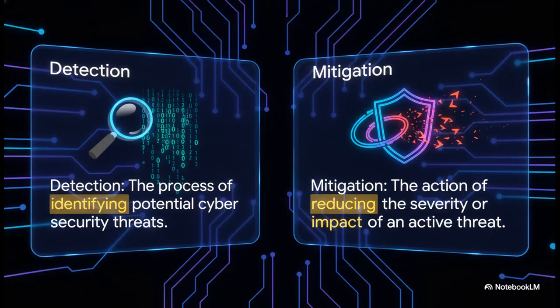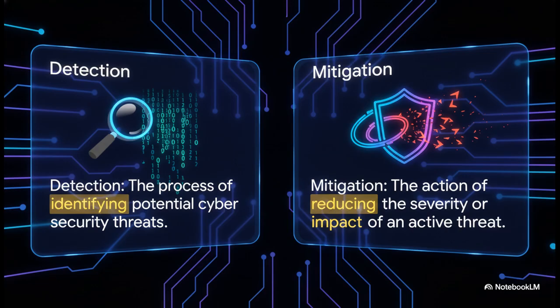This is a great way to think about it. First up, detection. Think of this like your smoke alarm. Its job is to sense even the tiniest sign of trouble. So that could be anything from spotting a sneaky phishing attempt to noticing that someone's trying to log in thousands of times, a brute force attack. Then you have mitigation. This is the sprinkler system. Once that alarm goes off, the sprinkler system kicks in immediately to put out the fire and reduce the damage. So one finds the problem and the other one fixes it.